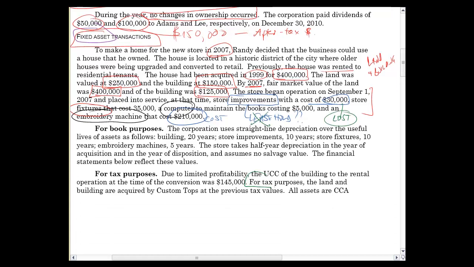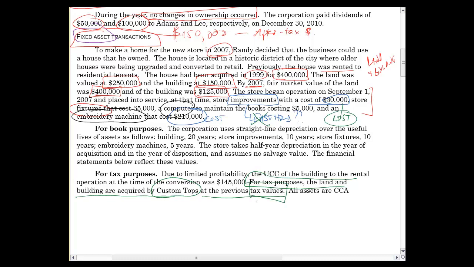So for tax purposes, the land and building are acquired by the company at the previous tax values. So this is stuff that you will learn in your next tax class. I'm not sure, might be in the MAC. I can't remember. But when an owner transfers something into a business, tax has a lot to say about that. But at the end of the day, what this is saying is you don't know that. So what you need to do is just use those oldest cost numbers.